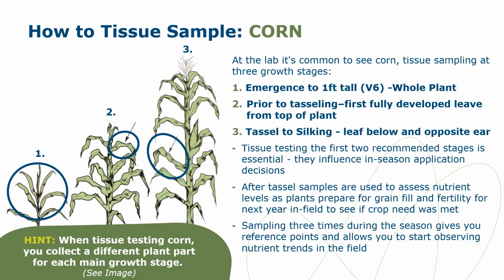And then prior to tasseling, you cut the first fully developed leaf from the top of the plant, as you can see at number 2 in the diagram. That's where you take it. And the third stage would be tasseling to silk. You take the leaf below and opposite of the ear.